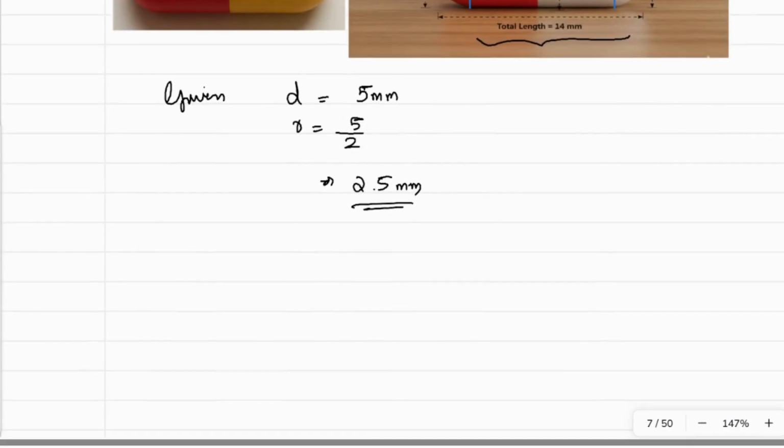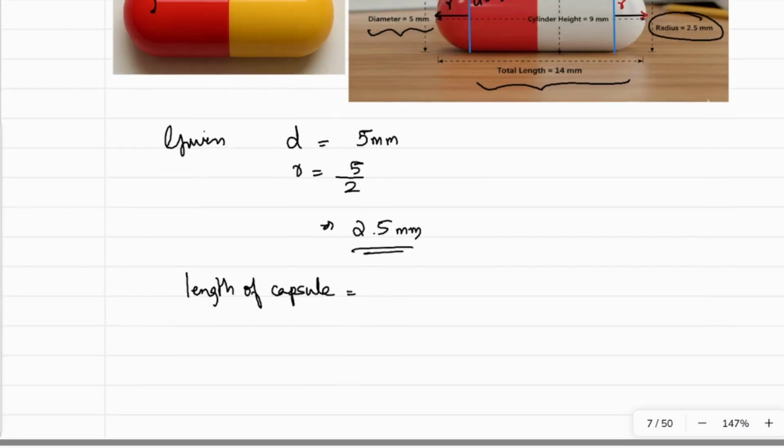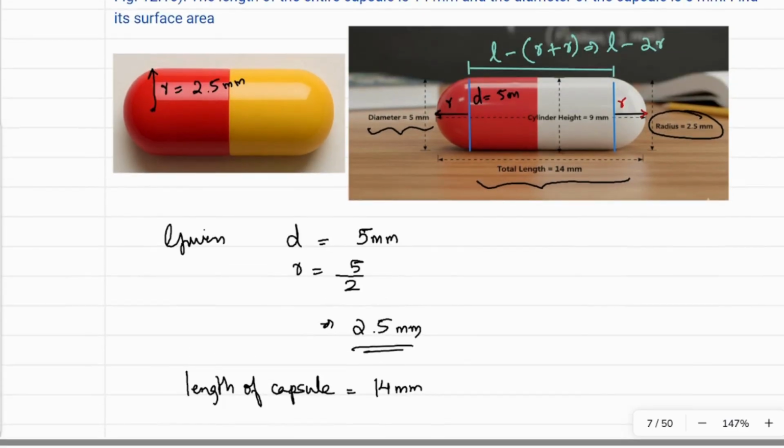They have given us the length of the capsule. Length of the capsule equal to how much? The total length is 14 mm. Now, if you're observing, this figure is actually a combination of how many figures in total here? You can see from here till here and here till here.